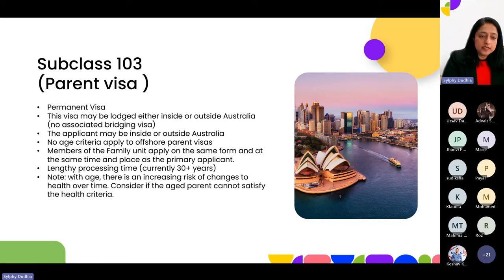This subclass has a very lengthy processing time and lasts years. If you are applying for this visa, there are chances there might be an increase of the health if you are applying for this visa.